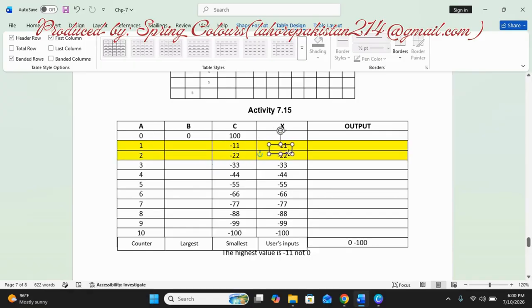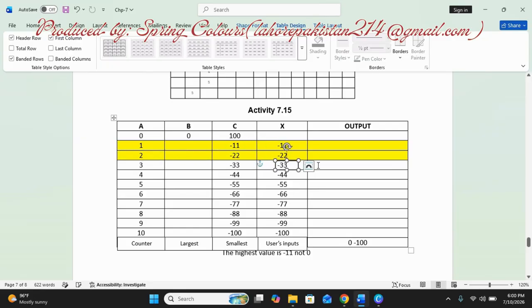In the second round, the user gives a value of minus 22, which is lesser than B, so nothing will be stored in B, because B is storing largest values. Then minus 22 will be compared with the previous minus 11, and it is lesser. As C is storing smallest values, minus 11 will be replaced with minus 22, and the counter will increase from 1 to 2.